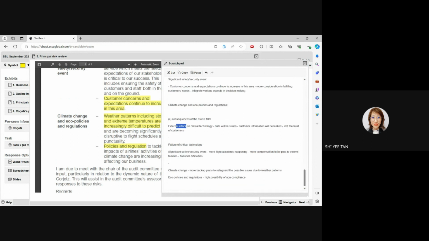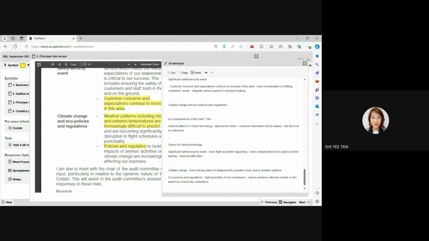So I would say a high possibility of non-compliance, needs to enhance internal control, or hire experts to ensure the compliance, or else you will have penalties and costs.